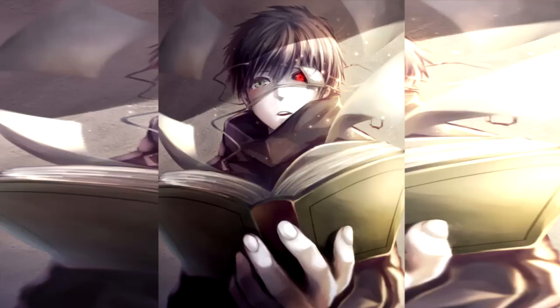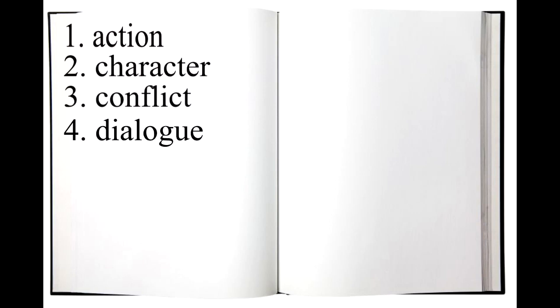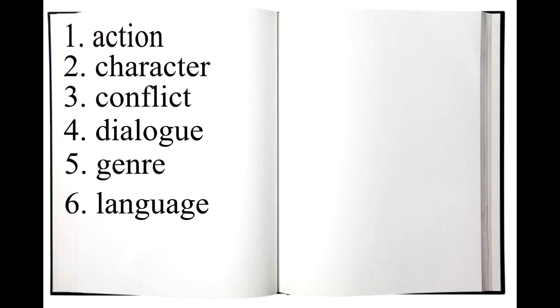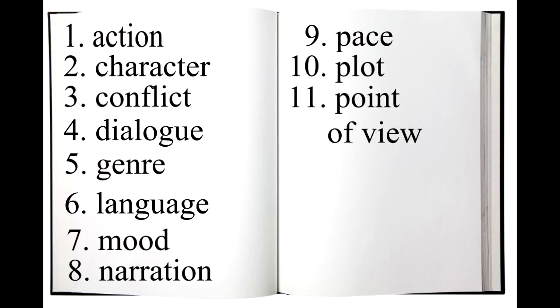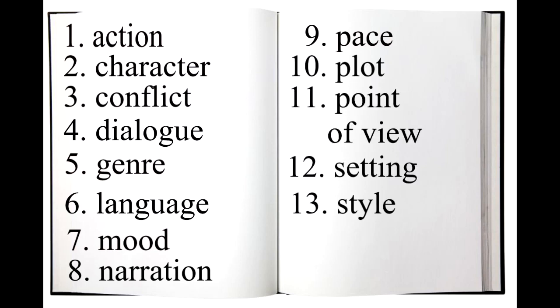That way, you have manageable units that you can examine and then put back together as a whole. Here are the following elements of literature: action, character, conflict, dialogue, genre, language, mood, narration, pace, plot, point of view, setting, style, theme, and tone.